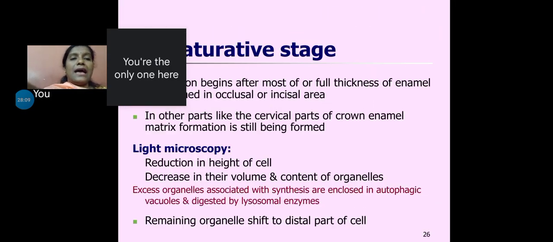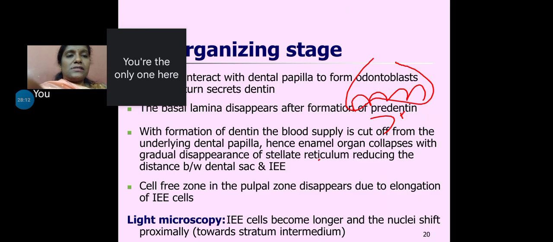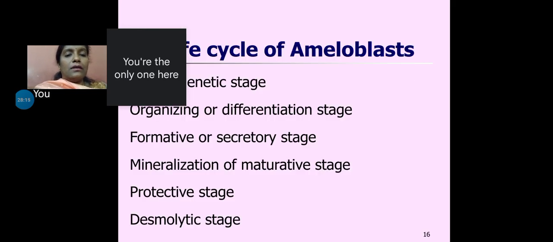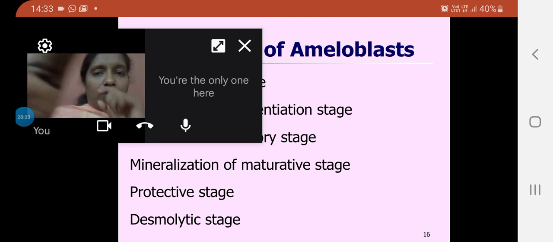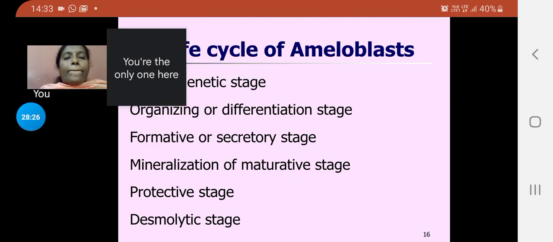to show you the diagrams, the stages, summary, please remember the eponym M, O, F, M, P, D. As I was mentioning, the eponym for the life cycle of ameloblast will be M for morphogenic stage, O for organizing stage, F for formative stage, M for mineralization or maturative stage, P for protective stage, and D for desmolytic stage. So M, O, F, M, P, D would be the eponym.